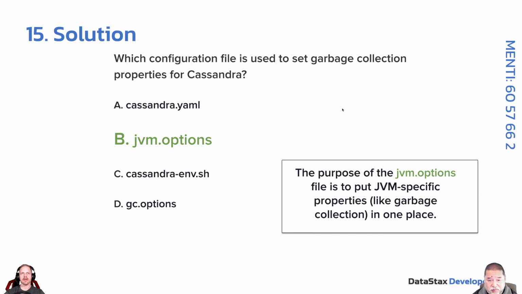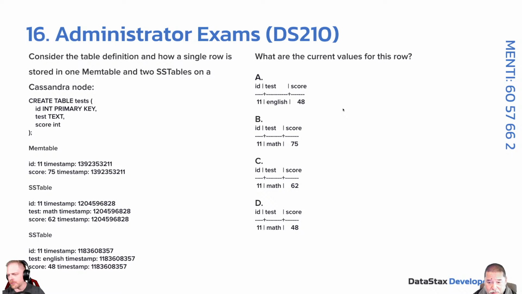Exactly. All right. Moving on to question 16. This is actually one of my favorite questions. I know that sounds funny, but I think it really illustrates something about Cassandra. We've been talking about last write wins, something to keep in mind. So if you consider the table definition here and how a single row is stored in one memtable and two SSTables on a Cassandra node, then what are the current values for this row?